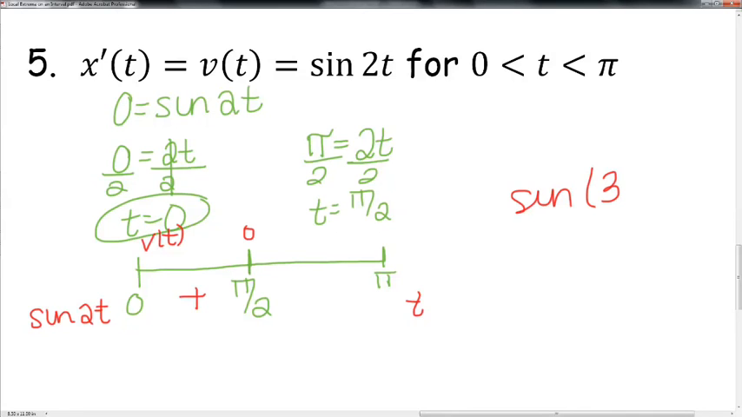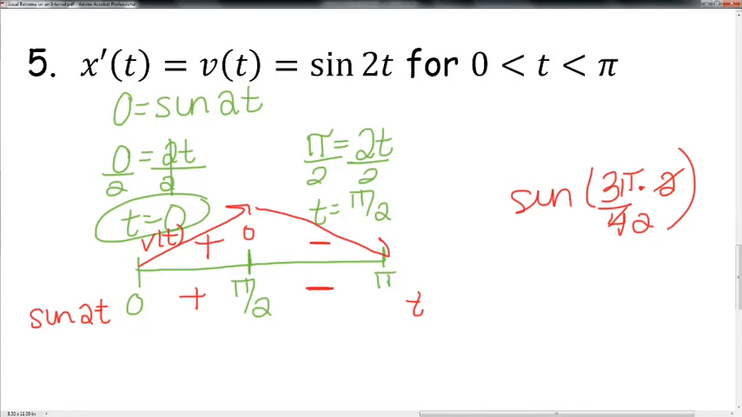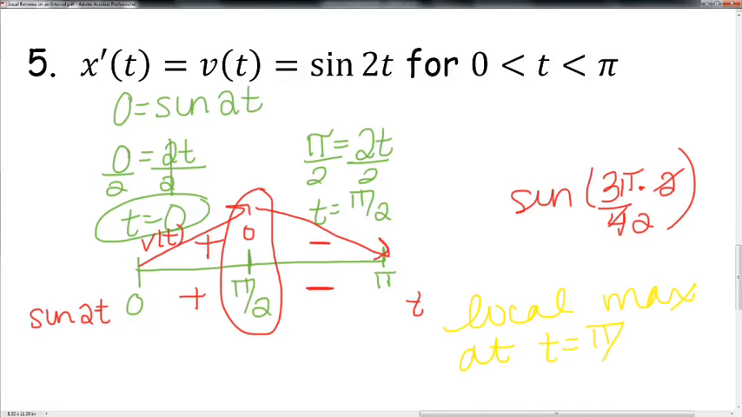I can't do math in my head today. 3 pi over 4 times 2 is 3 pi over 2. That's going to be a negative. And so here my function is increasing, and then afterwards it's decreasing. So at pi over 2, where t is equal to pi over 2, my function has a local maximum. So we have a local max at t is equal to pi over 2.